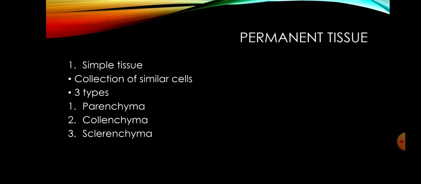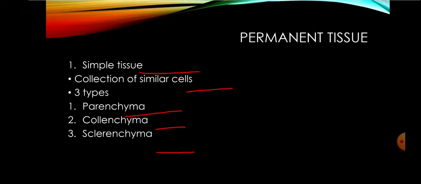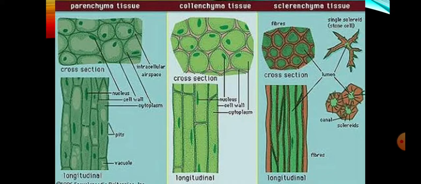Now the second type of tissue is permanent tissue. These are also known as mature tissues. They are also simple tissues because they are a collection of similar cells. Now, three types of permanent tissues are there: parenchyma, collenchyma, and sclerenchyma. In junior classes, we have studied a lot about them. So we will only discuss the differences.